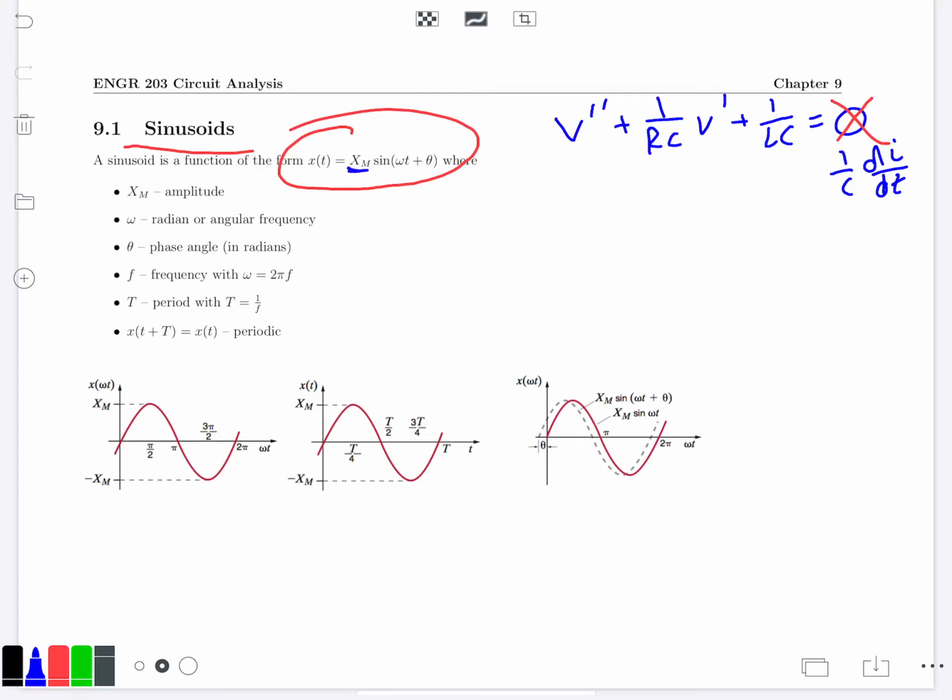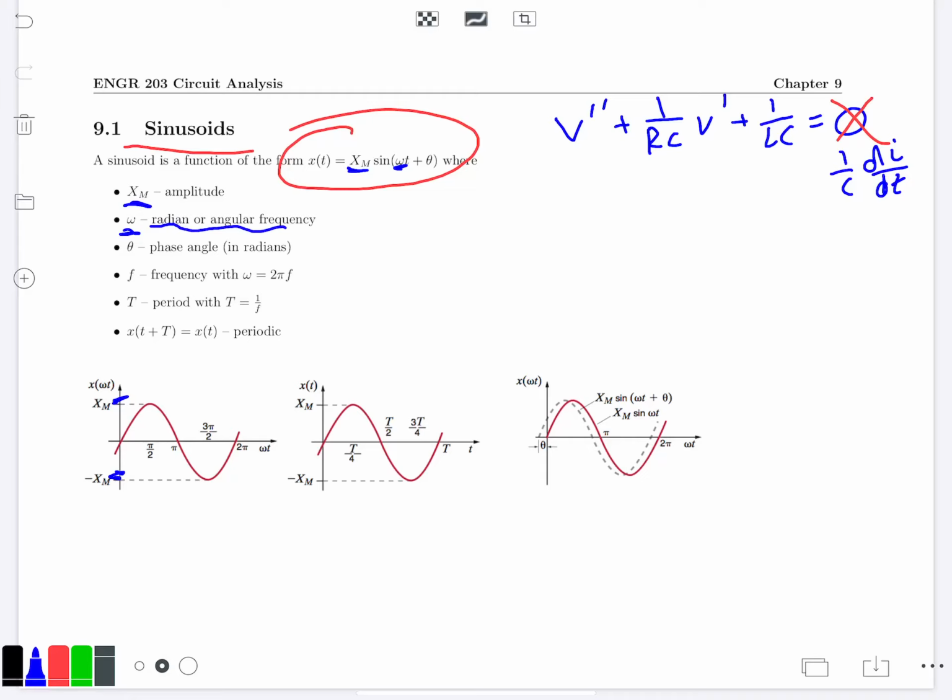For example, this number in front of the sine, which we're calling Xm here, that is the amplitude of the sine wave. And if you remember, the amplitude is how high up and how low it gets on your graph. Then the number inside here, the number next to the variable t, we're going to use the Greek letter omega for that, and omega is the angular frequency. It's how many radians per second the thing is changing at.